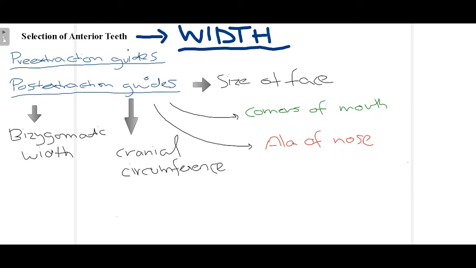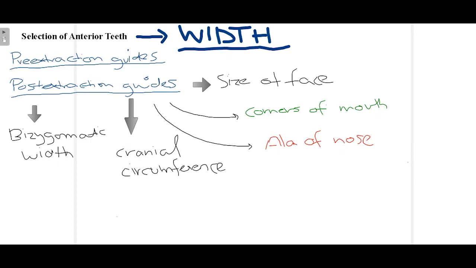Now, size of the face simply means that if a patient has a big face, the teeth should be big, and if the patient has a small face, the teeth should be small. The opposite is also true. For example, big face, small teeth, and small face, big teeth. So this can also happen.